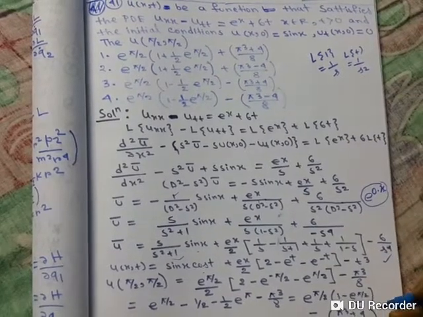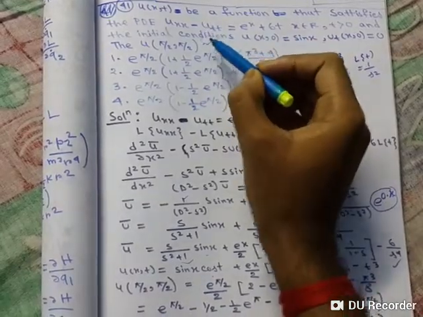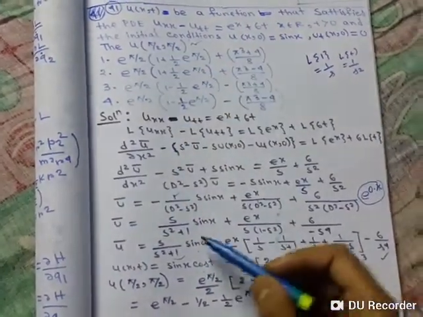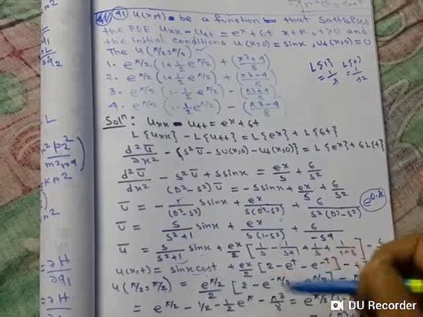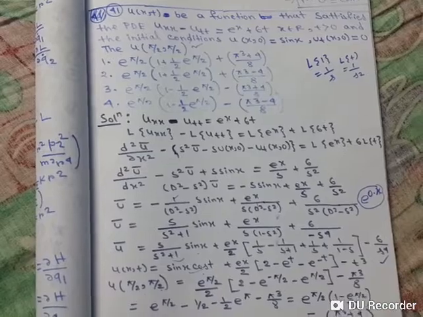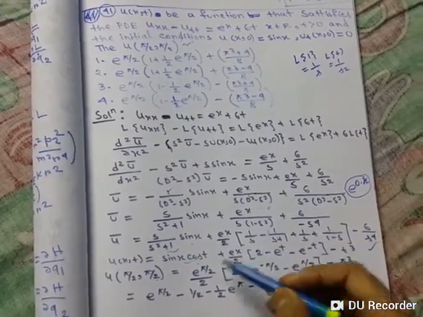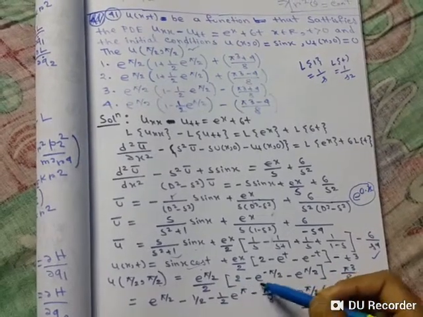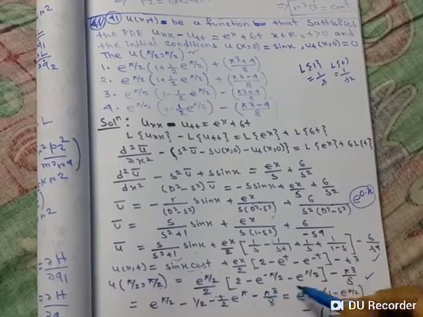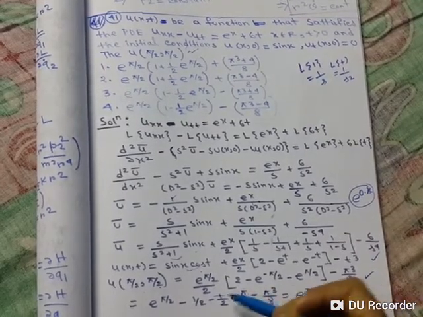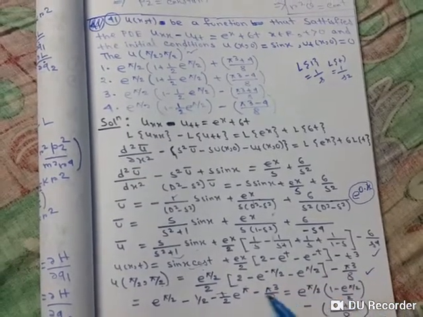Now given u(pi/2, pi/2), put x equal to pi/2 and also t equal to pi/2. This term is 0 since cos(pi/2) is 0, and this term remains. So we put x equal to pi/2, then we get this. Multiply both sides by e^(pi/2), and multiply the term from the third bracket by e^(pi/2), then we get this.